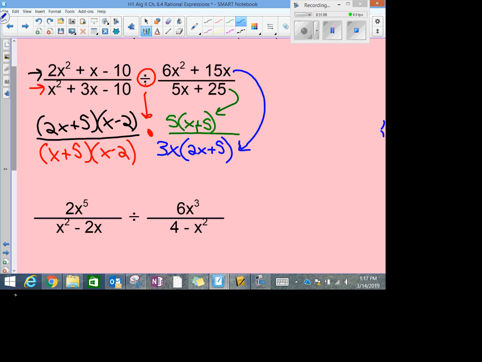So now I have a multiplication problem, right? So what can I cancel? 2x plus 5. Okay. x plus 1. x plus 5. x minus 2. Anything else? So now I look at what I have left. I have a 5 on top and a 3x.